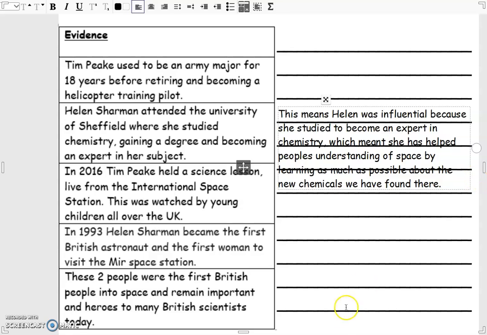You might write that Tim Peake gave a science lesson from the International Space Station. This was watched by young children all over the UK. I haven't got time to write it, but you might write something like, he was so important because he helped young people get interested in space, find more out about space, live from space. That's going to be so important.